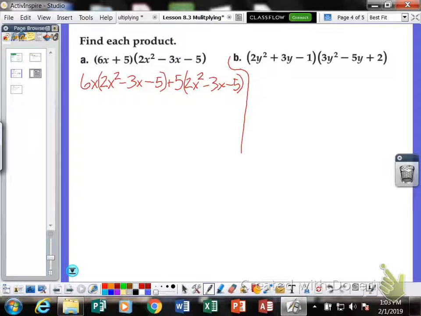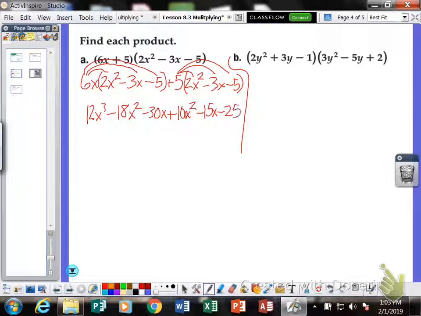So now I just distribute this 6 into each one of these terms. It's going to give me 12x cubed minus 18x squared minus 30x, plus, distribute here, 10x squared minus 15x minus 25.